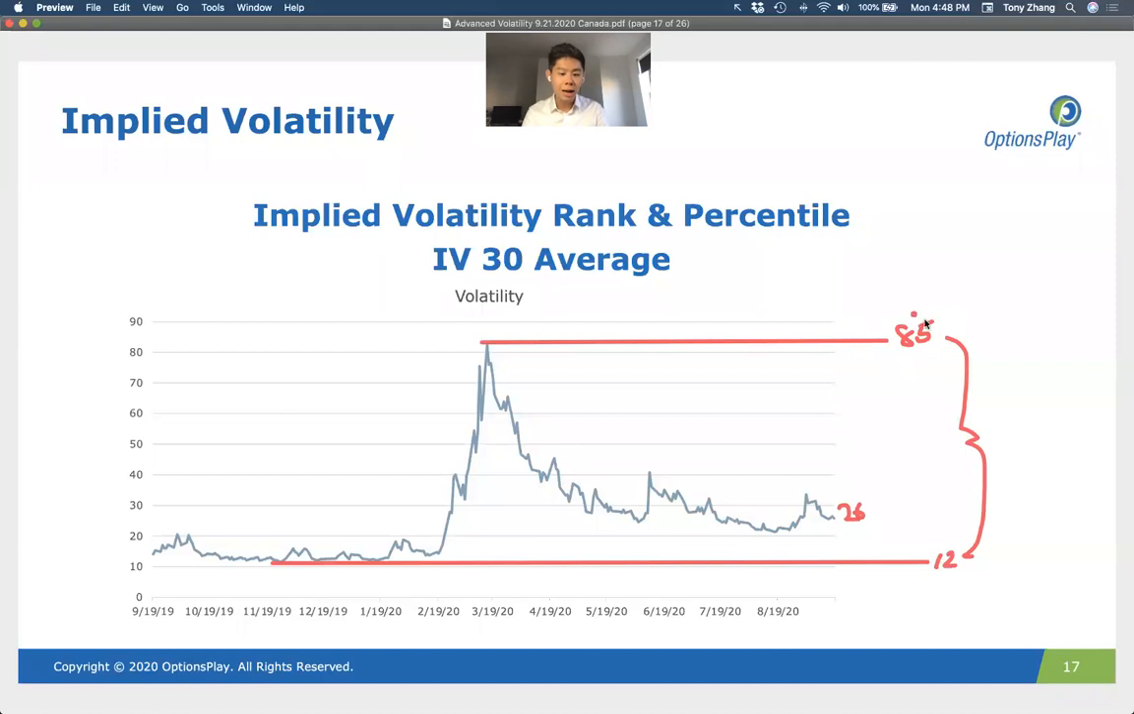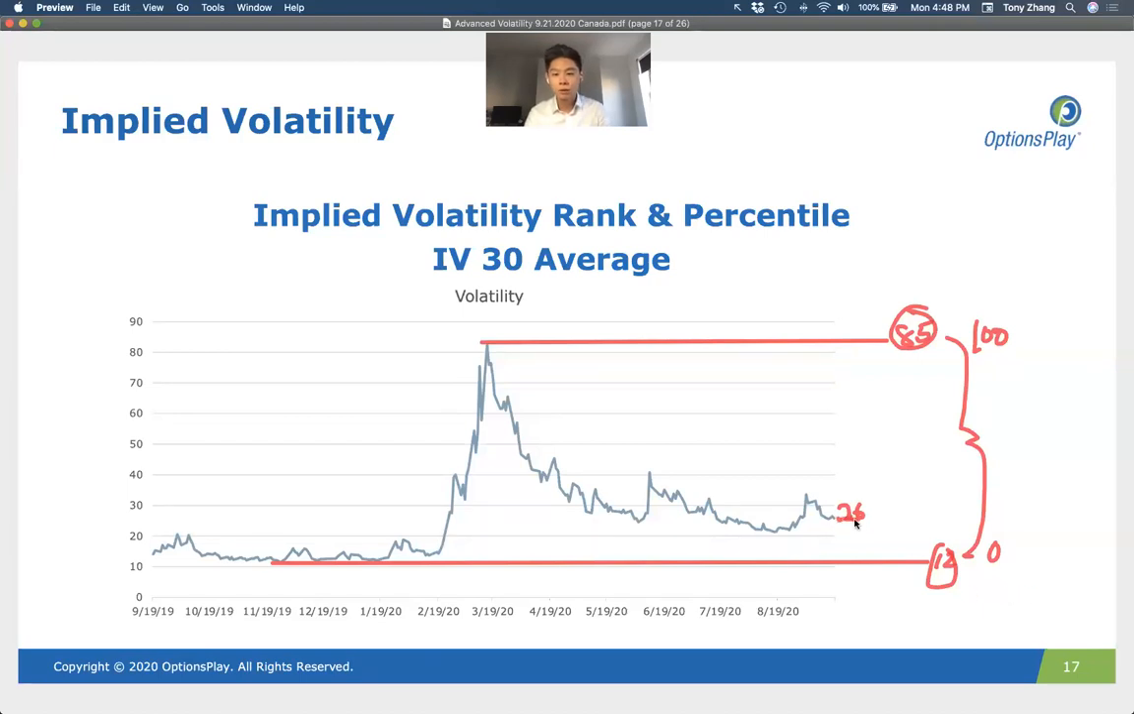Say, what was the high? What was the low? And where are we currently trading within that? What IV rank and IV percentile look at is, instead of 12 and 85, which are completely arbitrary numbers, they assign a 100 to the top of the range and a 0 to the bottom of the range.